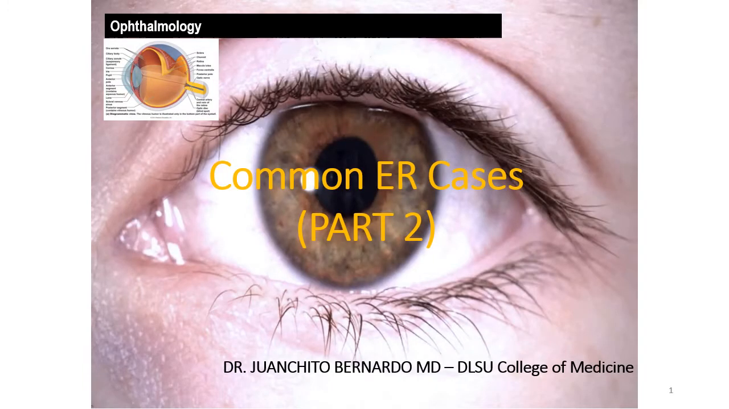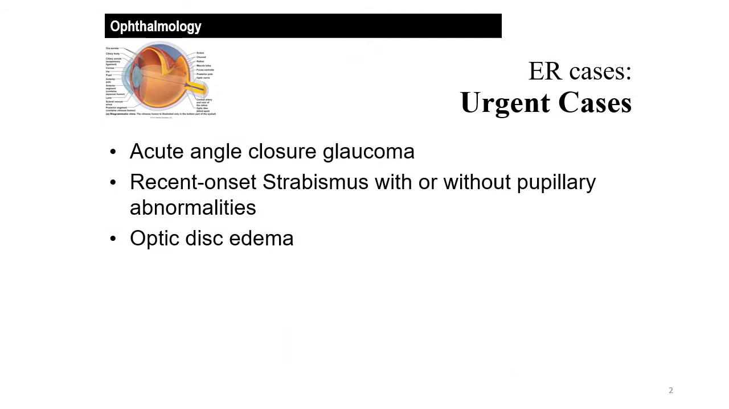Good day. Welcome to part 2 of your common ophthalmologic ER cases. The following are considered urgent cases: acute angle closure, a recent onset strabismus, and optic disc edema.